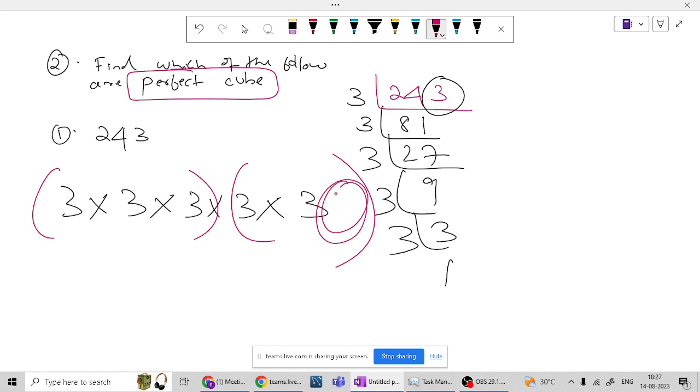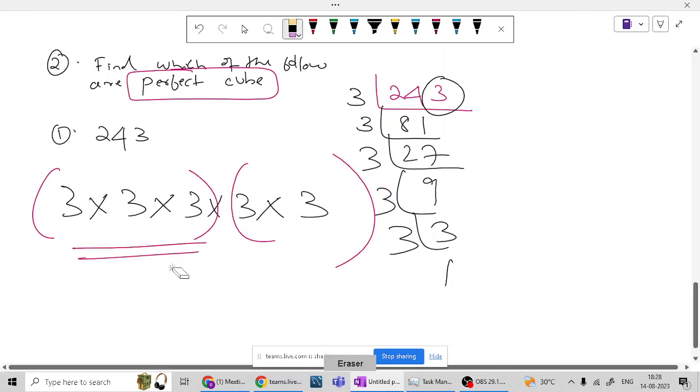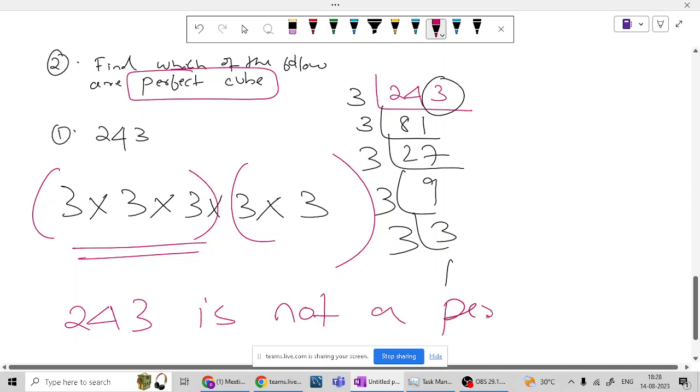What is missing here? We have grouped it into 3 values now, sir. No, you have to just group it and see. We have 3 here. Is that group of 3 completed? No, sir. So that's it, you don't have to do anything. Just write the final answer: 243 is not a perfect cube.